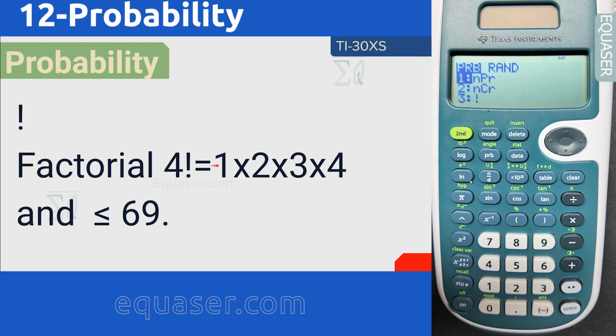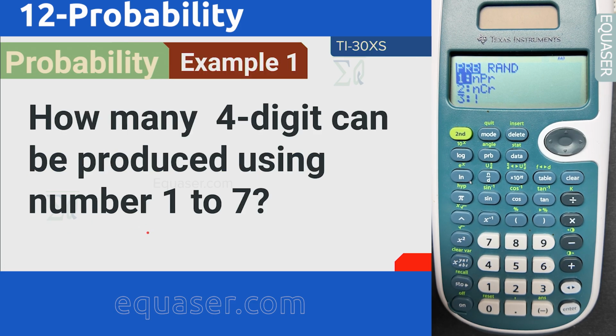Factorial 4, for example, is 1 times 2 times 3 times 4. Whatever this digit is, it will be multiplied. But the limitation is that it cannot exceed 69, so it must be equal to or less than 69.